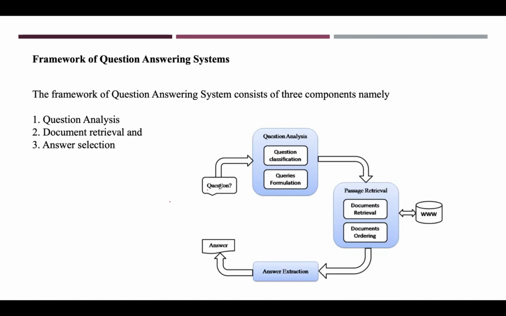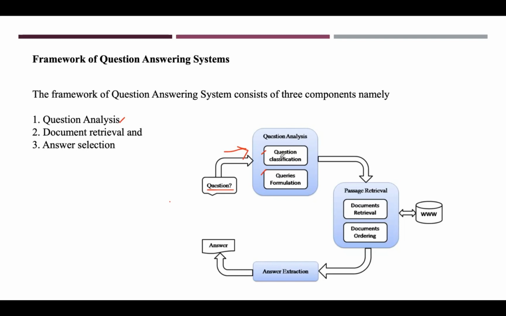So first, whenever user provides any question, that question is sent to the first phase, that is question analysis phase, which contains two parts, that is question classification and query formulation. In question classification, the question is categorized into one particular category. This is done in order to understand the intention of the user, what exactly the user is asking for. Say, for example, the user question is, who is the Prime Minister of India? That means the system should understand that the user is asking for the name of a person. So that will be classified accordingly.